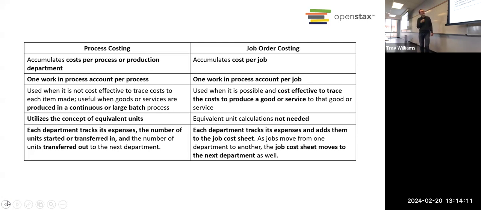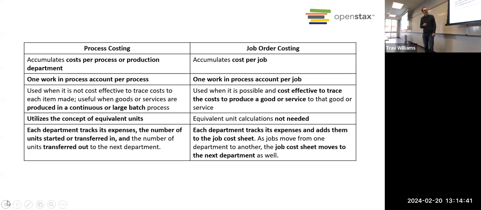All right. Then with job order costing, thinking back to last week, we track the cost for each job. That would be each client or each custom product we're making. There was one work in process account per job. And we use this again for small batches and custom orders. We didn't have to worry about this equivalent unit concept. That didn't come up.